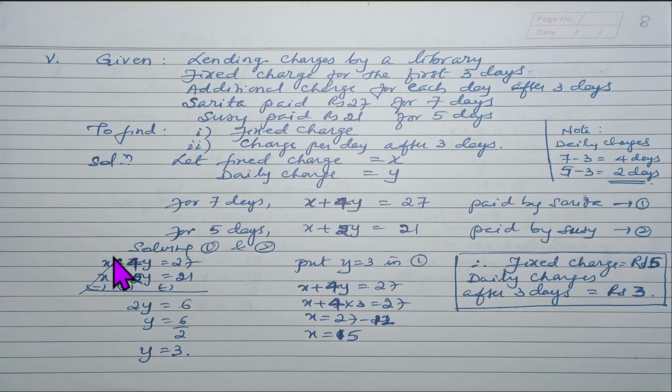Now I can eliminate X here. X and X get cancelled. So 4Y minus 2Y is equal to 2Y. 27 minus 21 is 6. Y is equal to 6 by 2, Y is equal to 3. So we got the value of Y as 3. Now put Y is equal to 3 in equation 1. We get X plus 4Y equal to 27. X plus 4 into 3 is equal to 27. X is equal to 27 minus 12, and X is equal to 15. So that is very clear. The fixed charges are rupees 15 and the daily charges are rupees 3, and we can very well verify it.